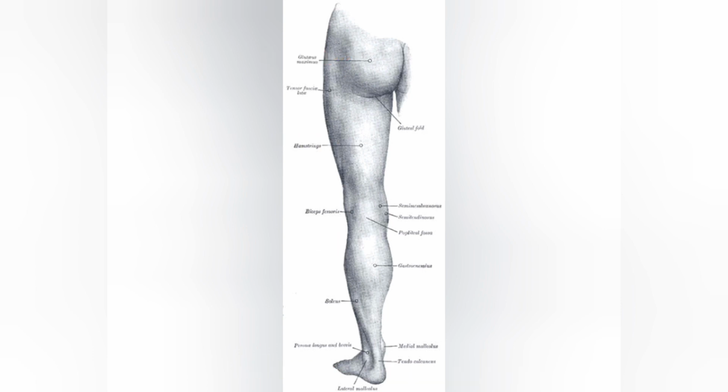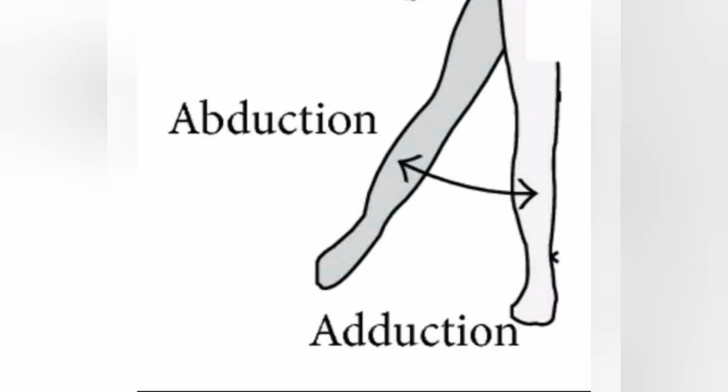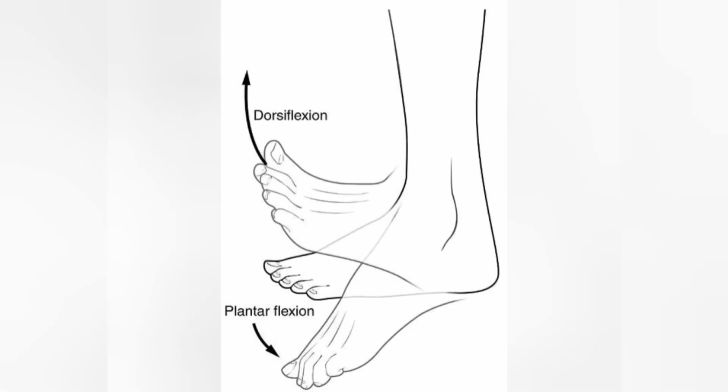Let's see the flexion and extension of the thigh. Flexion is when the front of the thigh comes close to or in contact with the front of the abdomen. Extension is when a person stands erect. Abduction is when the thigh is taken away from the median plane. Adduction is when the thigh is brought close to the median plane. Plantar flexion of the foot is when the sole of the foot, or plantar aspect of the foot, faces backward.